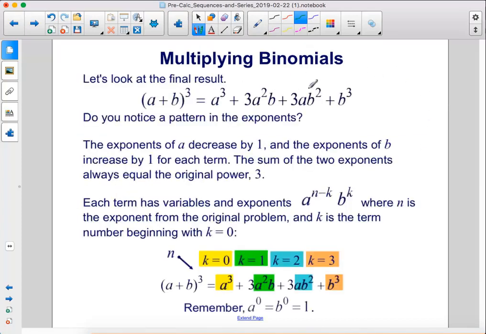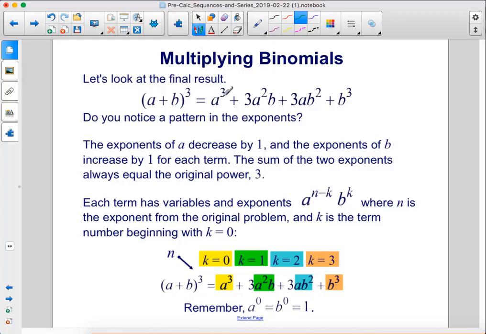Let's look at the final result. Do you notice a pattern in the exponents? The exponents of a decrease by 1: a cubed, a squared, a to the first, and then a to the 0. And the exponents of b increase by 1: b to the 0, b to the first power, b to the second power, b to the third power. The sum of the two exponents always equals the original power, 3.